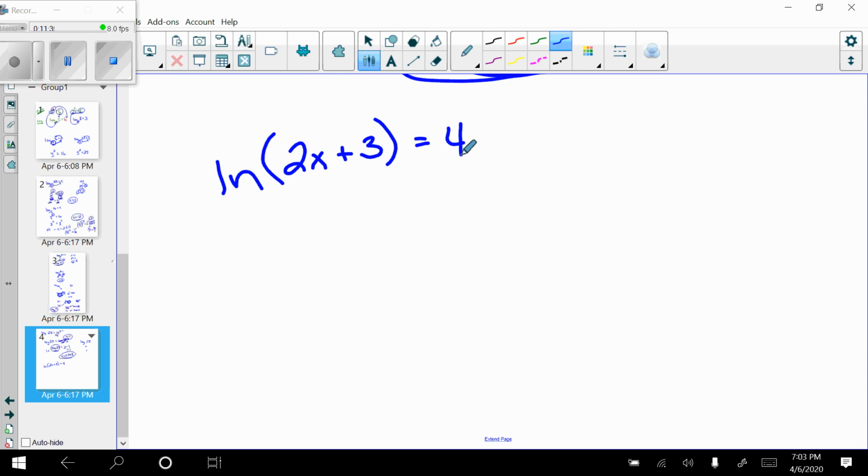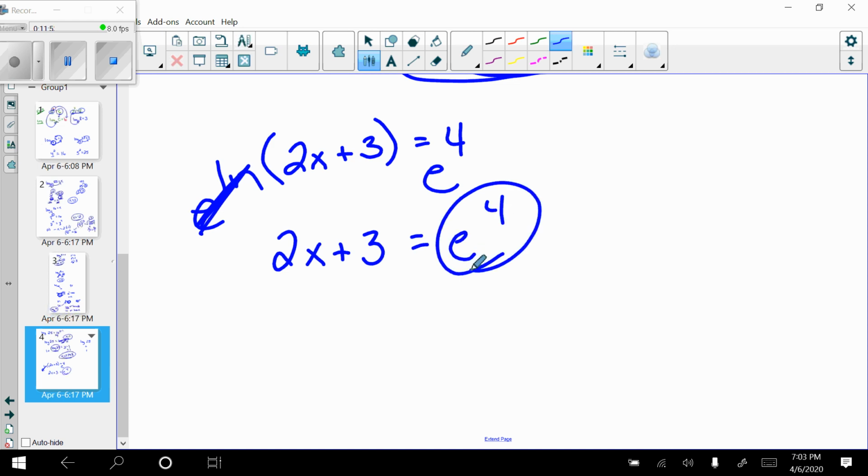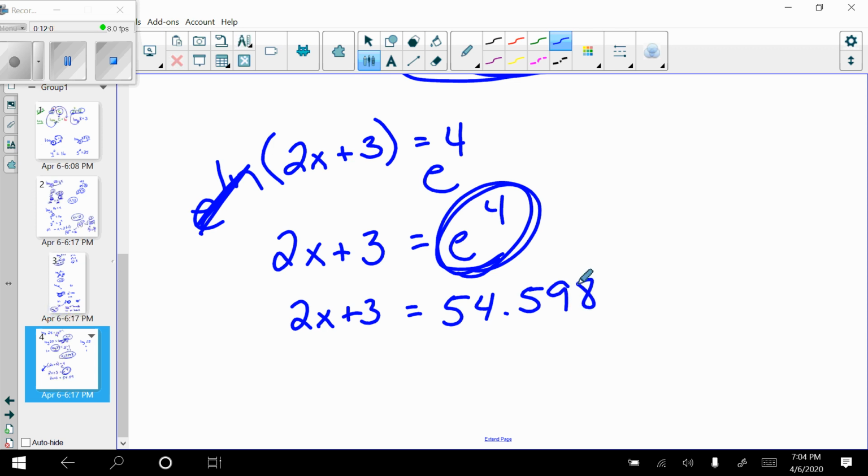So what I do is I raise everything to the e power, and then the ln and the e cancel out, so that there's no ln by it, and I have e to the 4th power. I can put that in my calculator, and that's going to kick out some number. Remember, you want to try to round towards the end, so you want to try to write this out as much as you can. So when you put this in your calculator, you should get something around 54.598. And then we would just solve for this x by itself.